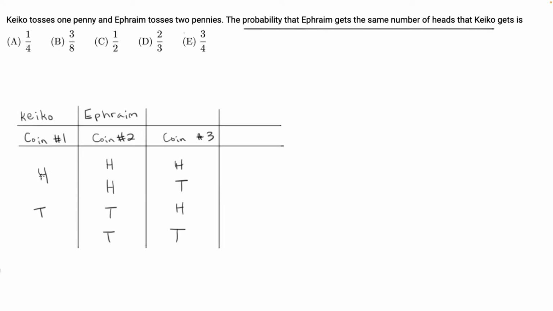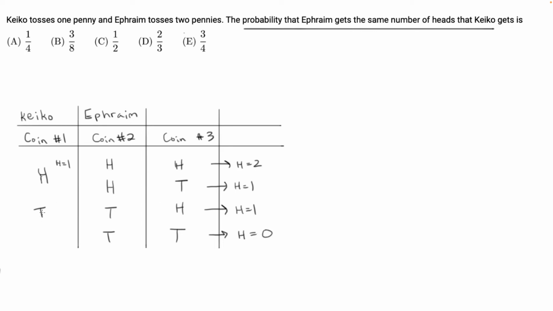And then for Keiko's first coin, the H represents only 1 head, since there's only 1 coin. So H equals 1 for 1 head. And then we're adding up the number of heads in the first row right here. So there's 2 heads, so H equals 2. And then for the second row, we have 1 head and 1 tail, so H equals 1 for 1 head. Third column, there's 1 H. And then for the last column, there are no heads, there's only tails, so H equals 0.